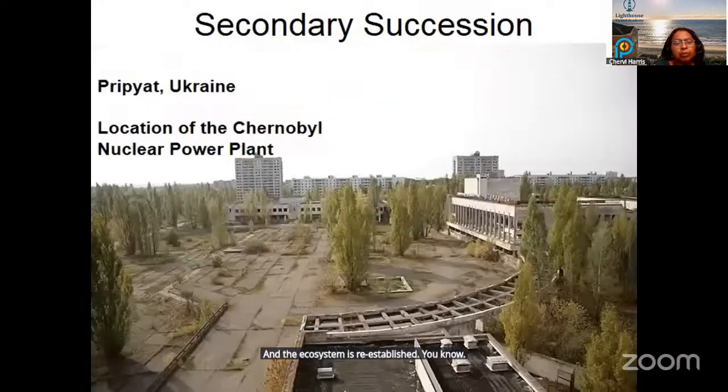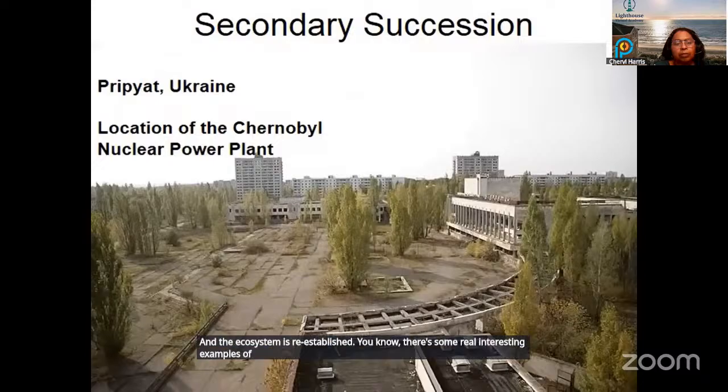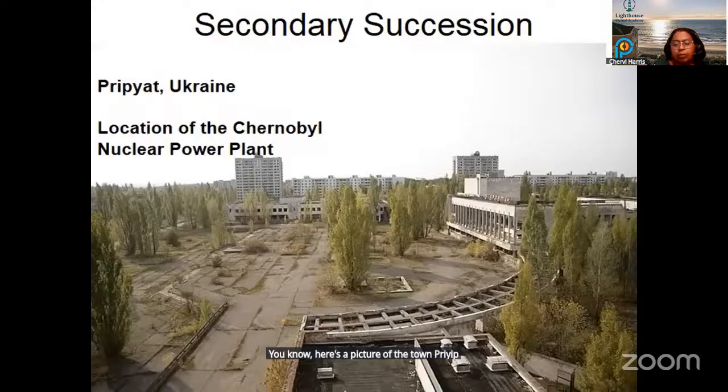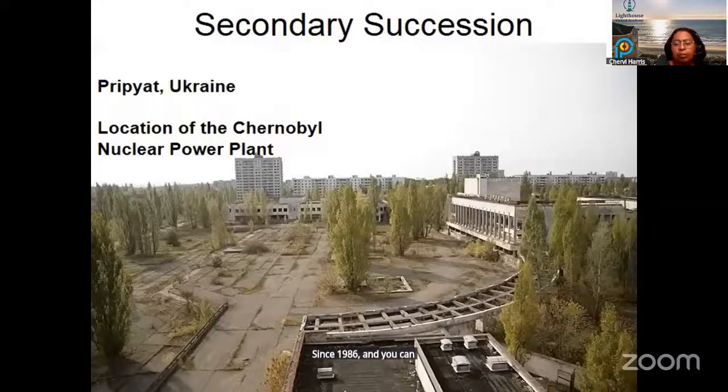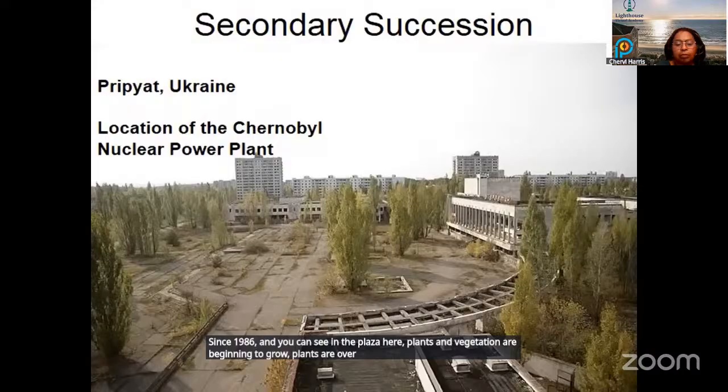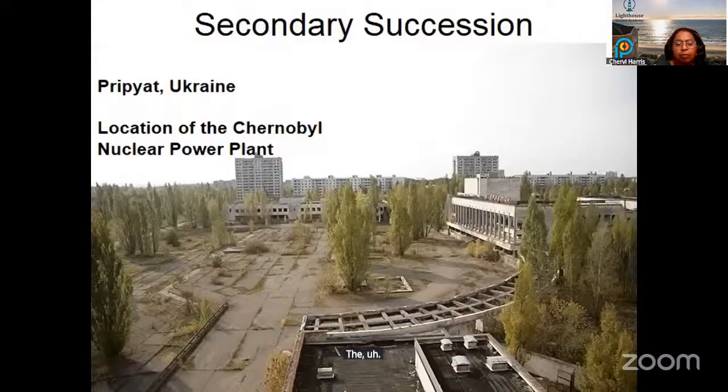There are some really interesting examples of secondary succession. Here's a picture of the town Pripyat in Ukraine, which is the location of the Chernobyl nuclear power plant, which experienced a nuclear meltdown in 1986. So this city's been abandoned since 1986. You can see in the plaza here, plants and vegetation are beginning to grow. Plants are overgrowing in all areas, and the ecosystem is beginning to regrow and reestablish itself after years of human neglect.